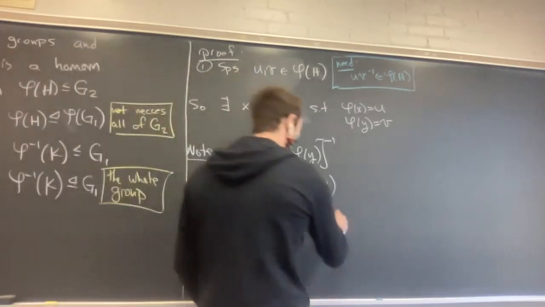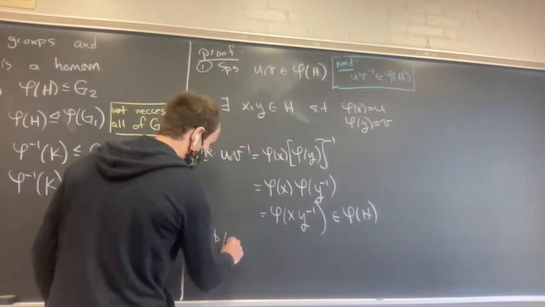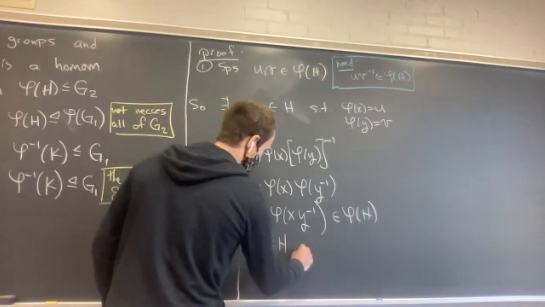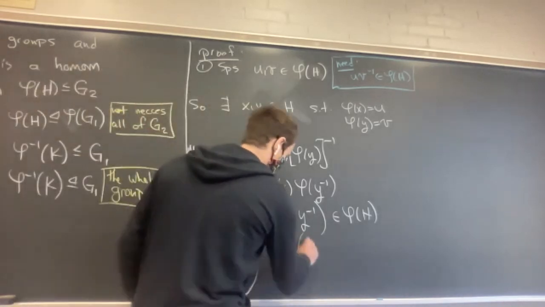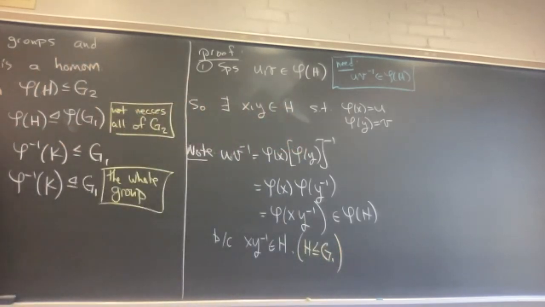But we know that this is inside of phi of H. And how do we know that? That's because X Y inverse is inside of H. And how do we know that X Y inverse is inside of H? That's because H itself is a subgroup. So H is a subgroup of G1. We did it. Okay, now it's a subgroup.